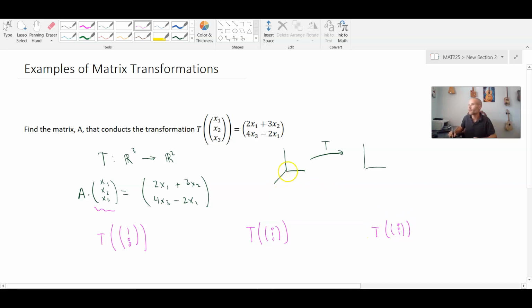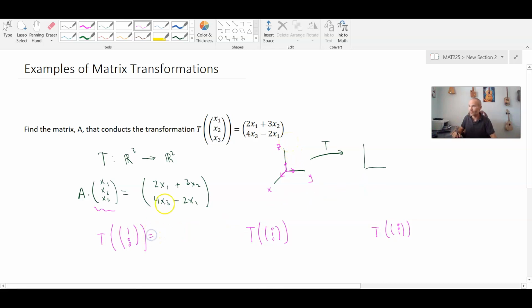So in 3 dimensions, these can be thought of as if this is x, y, and z, or x1, x2, x3, then the 1, 0, 0 vector is just a unit-long vector that points in the x direction. 0, 1, 0 is the unit-long vector that points in the y direction, and 0, 0, 1 is the vector that points straight up 1 unit.